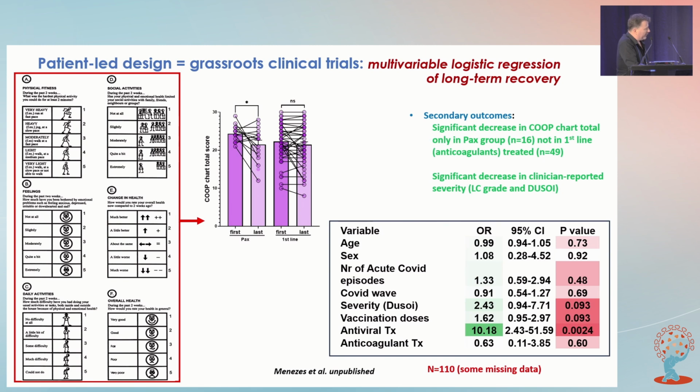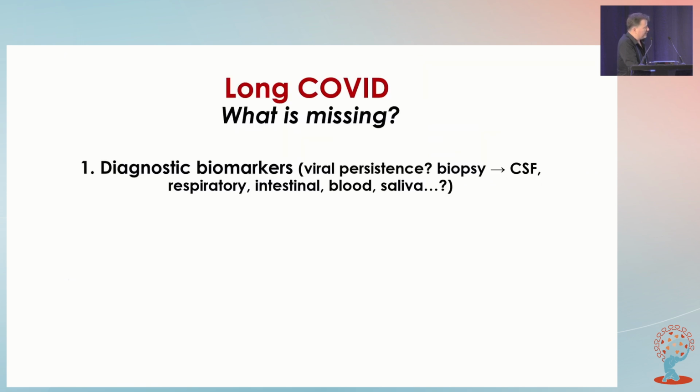There was only a tendency for severity, so worse patients were actually doing slightly better. And vaccination doses, each vaccination dose, in fact, raises the odds of getting better, but these were not independent predictors, neither was anticoagulant treatment. So only antiviral treatment was significant in this assay.